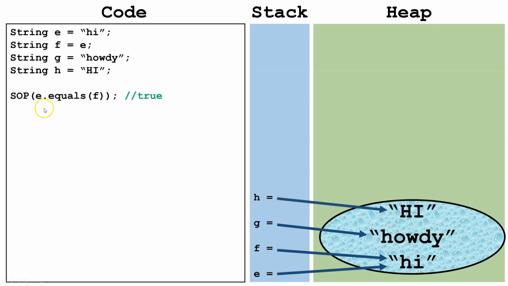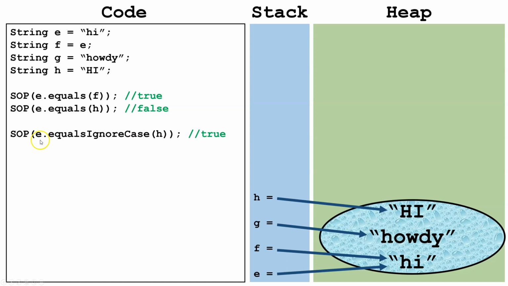Here we're checking, does E.equals(F)? E and F are pointing at the same memory location, though for the .equals method that doesn't matter. What matters is they are both pointing to objects that are equivalent to each other. So this returns and prints out true. Here we're checking E and H. Even though E and H are both pointing at an object that says hi, Java considers different capitalization to be unequal.